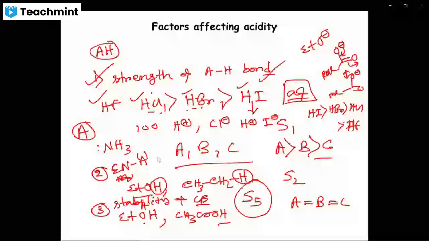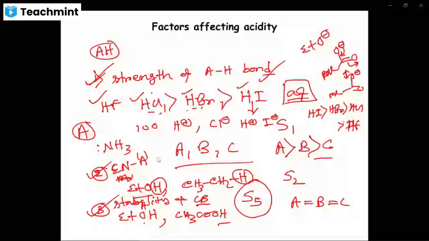So the main three points are the strength of the AH bond, the electronegativity of A, and the stability of the conjugate base, that is A minus, right? These are the three factors, and the fourth factor is the solvent. If you just understand these three principles, you can get a complete idea of acidity and basicity, and this course will be very easy for you. I hope that till now you don't have any doubt. If you have any doubt, you can ask me. So can I proceed further?